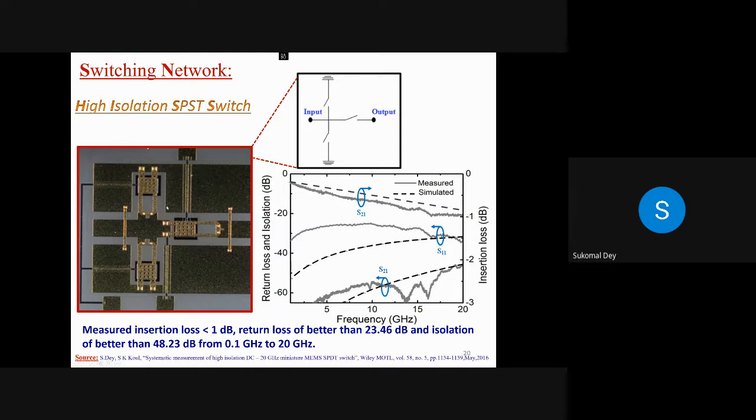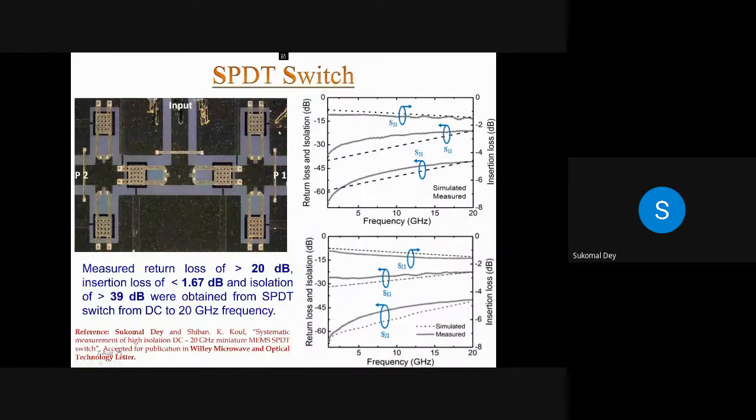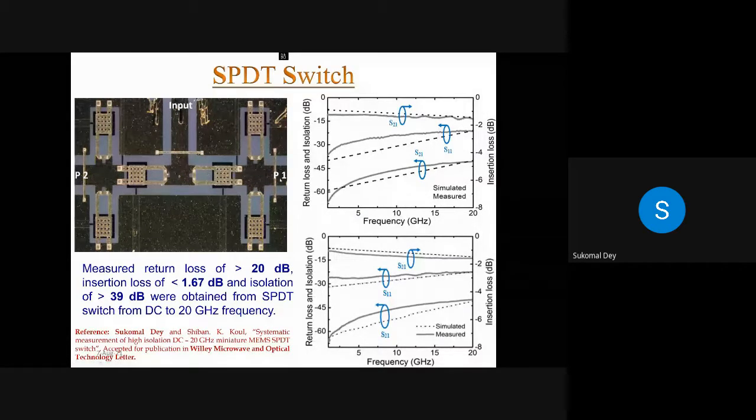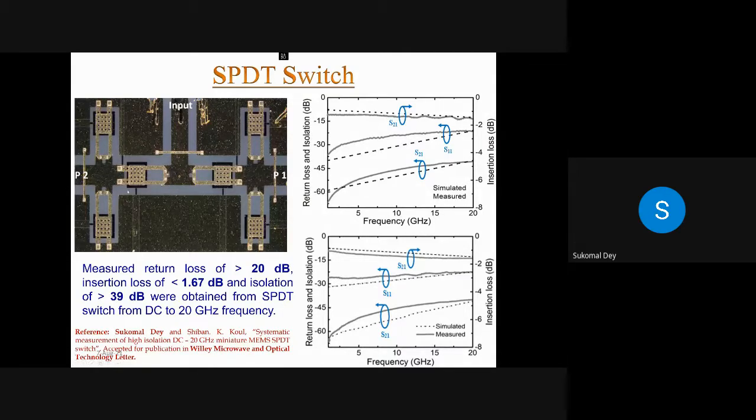So with the help of the same topology, we then developed a switch matrix. The first switch matrix that we developed is the single pole double throw switch, where you can see this is the input line. On either side of the input line, there are P1 and P2. These are two ports. If you consider P1 as one arm and P2 as the other arm, and you activate the right hand arm, then you get the signal at P1, using the same mechanism that I described in the earlier slide.